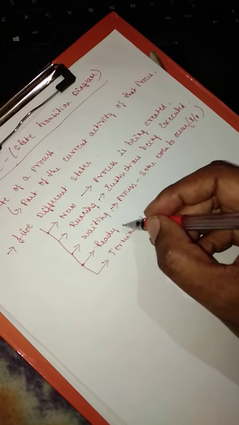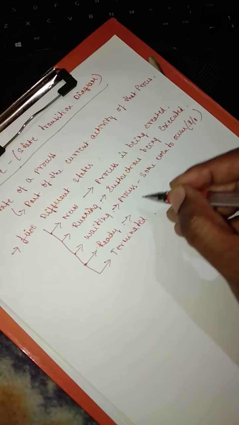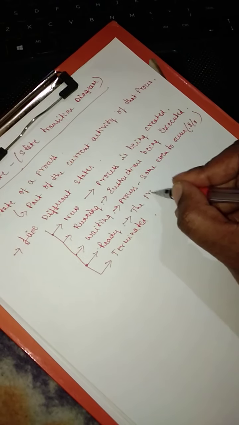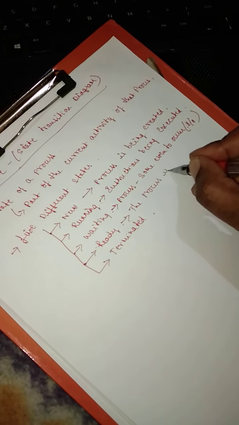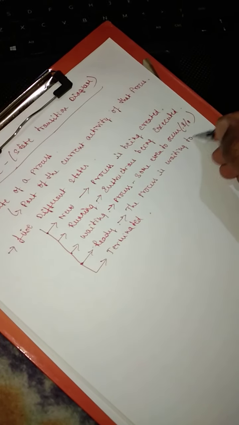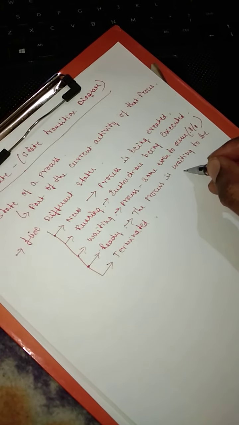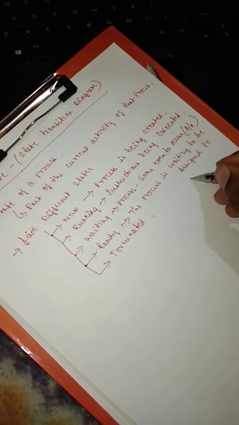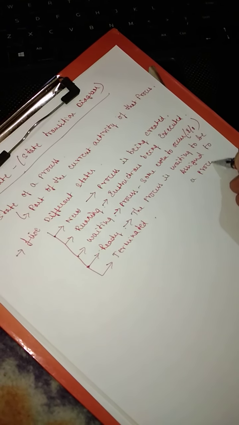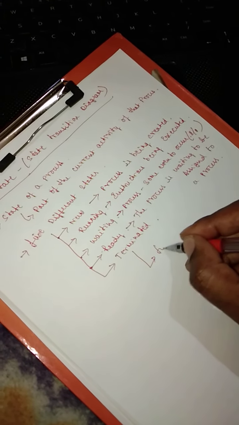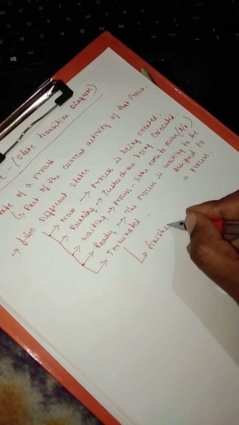And the ready state signifies that the process is waiting to be assigned to a processor. And this terminated state is represented as finished execution.